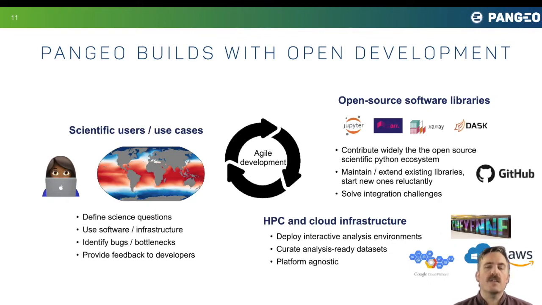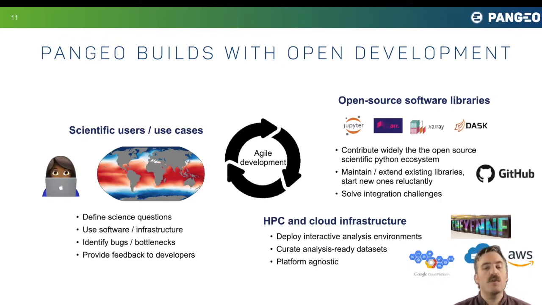The Pangeo process is centered around open development. At the core are scientific use cases. We ask, what are the bottlenecks to scientific progress, and where can we target development of tools and infrastructure to help open those bottlenecks? That means we contribute very widely to the open source software ecosystem, and we work on solving integration challenges between data and software.